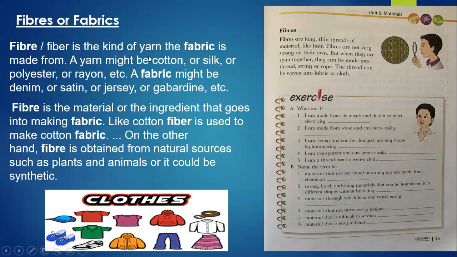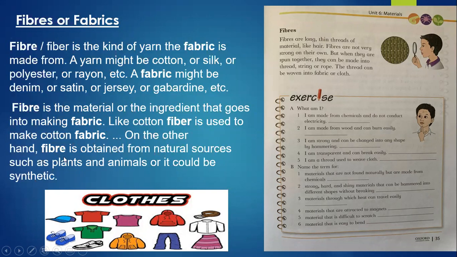Fiber is the kind of yarn. Yarn is the kind of thread the fabric is made from. From the fiber, the fabric is made, and from the fabric, your dresses are made. A yarn might be cotton or silk or polyester or rayon. A fabric might be denim or satin or jersey or gabardine. These are the different types of fabrics from which your dresses are made. Like cotton fiber is used to make cotton fabric.